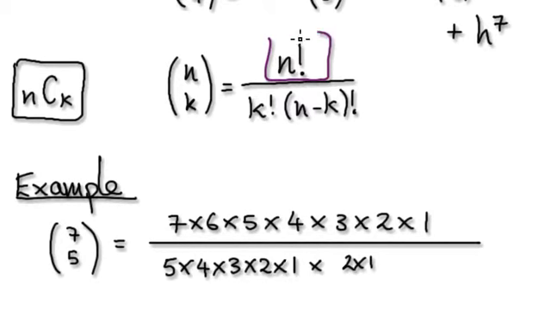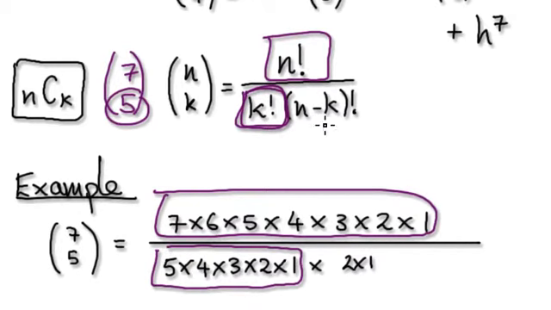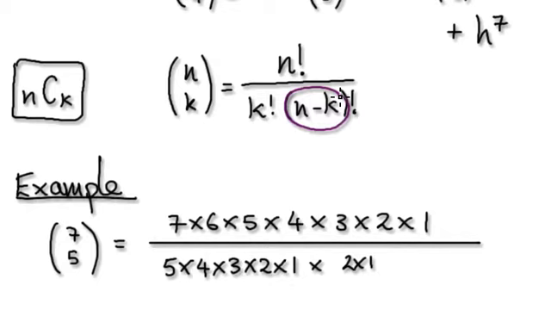Okay, so n factorial would be all this here. K factorial, remember, we are trying to work out 7 choose 5. K is 5 here, so k factorial will be this here, and then you've got to get n minus k. Well, n minus k, remember, we're working this out, n minus k is 2.